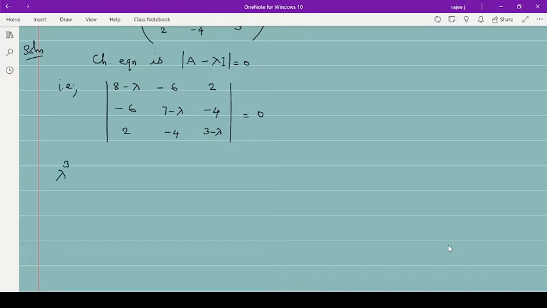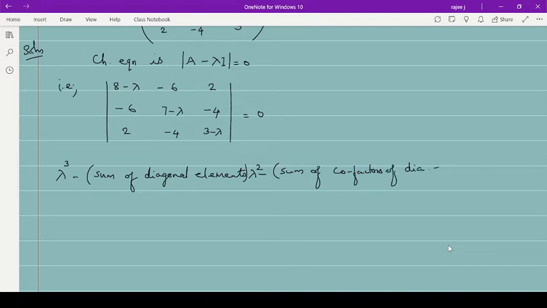Therefore the equation is lambda cube. If you don't know the formula, just write: lambda cube minus the sum of diagonal elements into lambda square, minus the sum of cofactors of diagonal elements into lambda, minus determinant of A equal to 0. This is the formula.